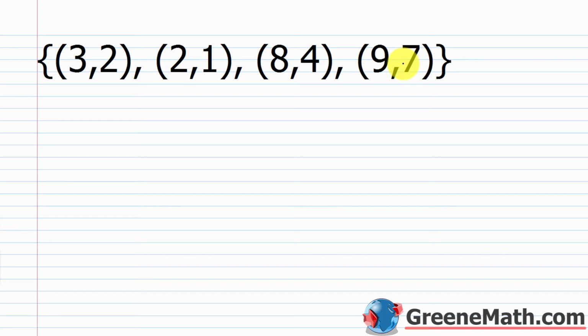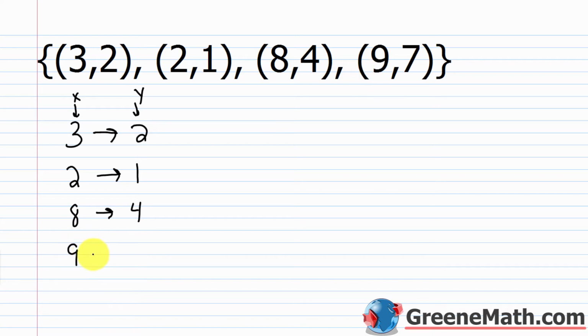So if I look at each ordered pair here, this 3 corresponds to 2. So in other words, I have an x value that's 3, and a y value that's 2. Here I have an x value of 2. It corresponds to a y value of 1. Here I have an x value of 8. It corresponds to a y value of 4. Here I have an x value of 9. It corresponds to a y value of 7. This is a function because for each x that I have, it corresponds to exactly one y value.